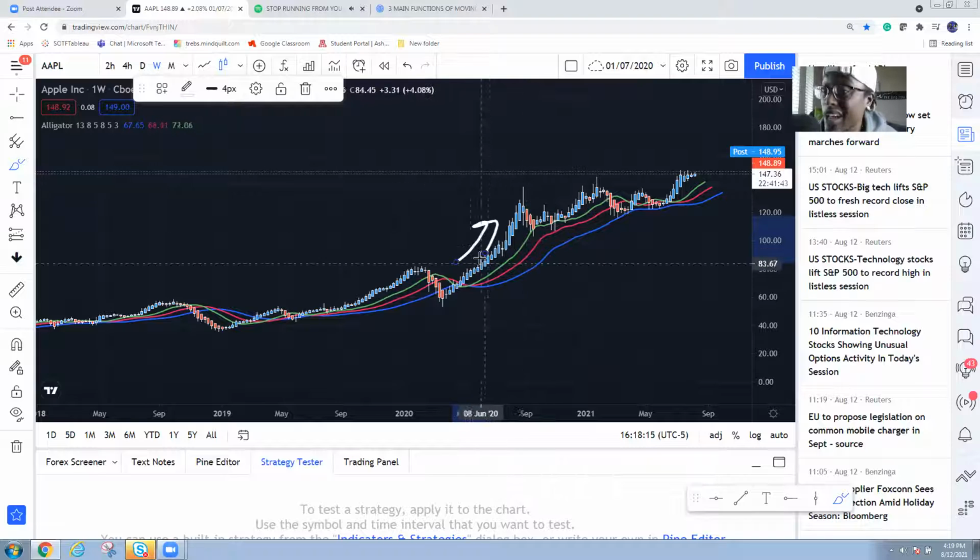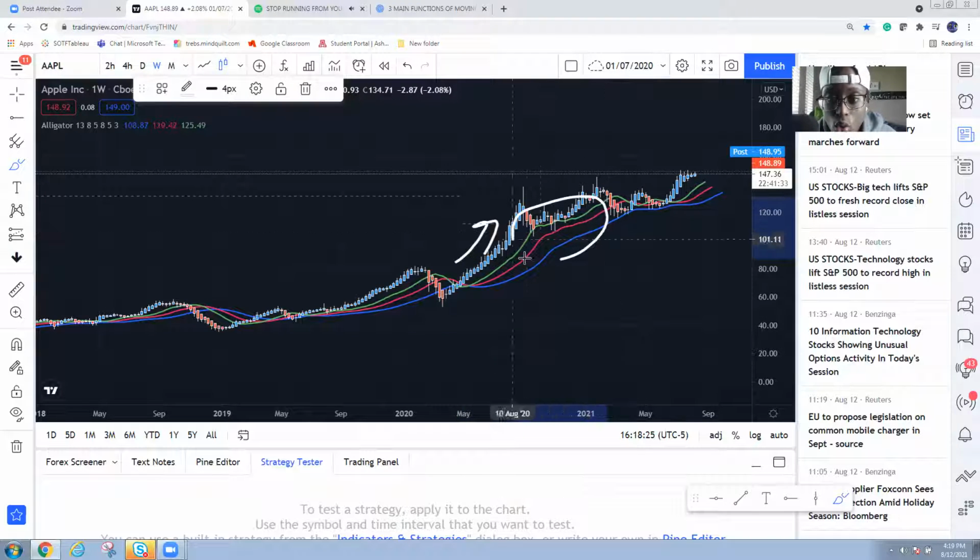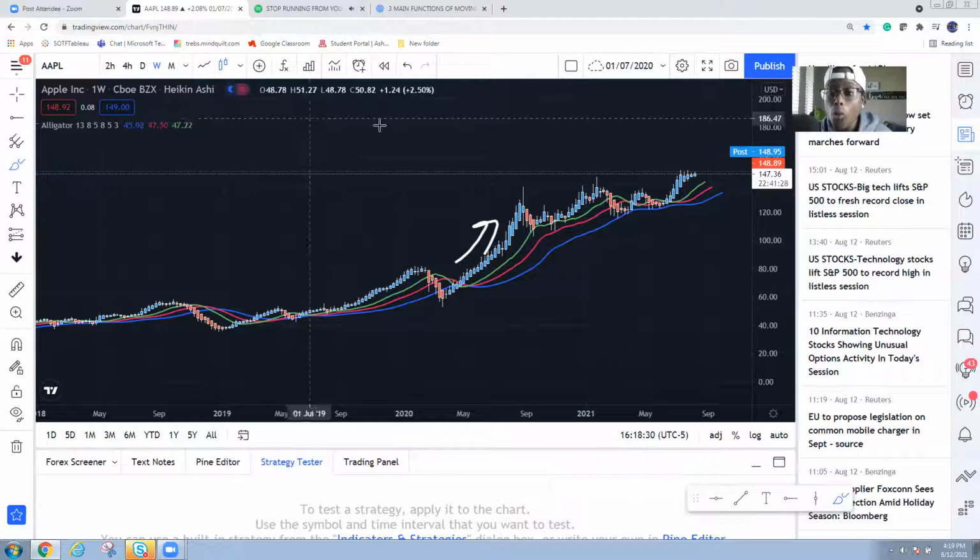How do I know? Well, with the alligator, how you want to see it is actually like a real alligator with this indicator: the green on top, the red in the middle, and the blue on the bottom, as you can see right here. The alligator mouth is open.